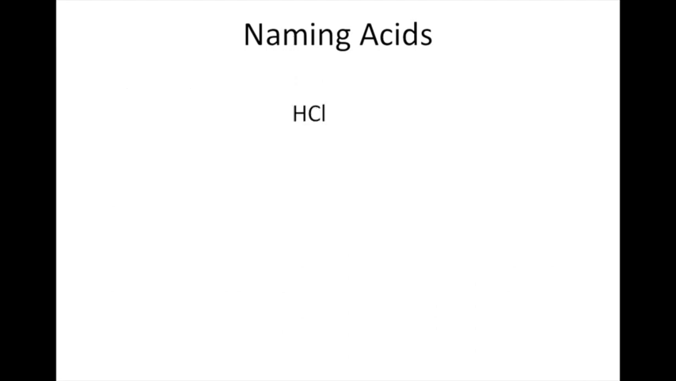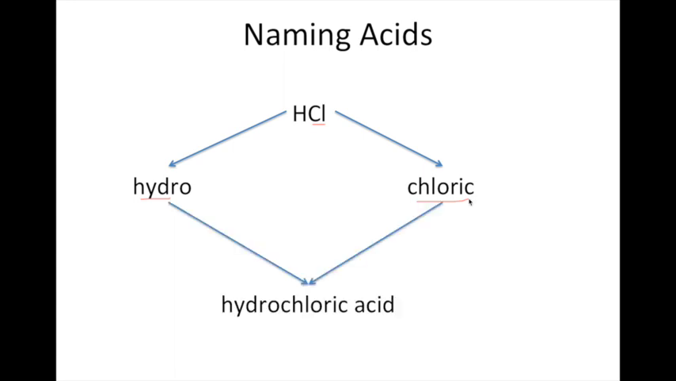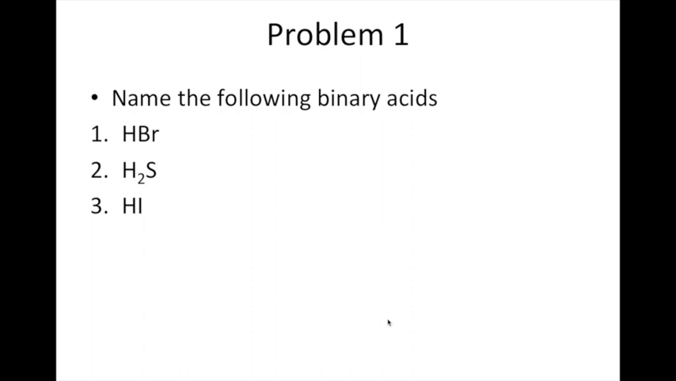So let's look at HCl to illustrate these three steps. In HCl, we have the hydrogen ion, which we would represent with the word hydro. And then we have the chloride ion. So instead of chloride, we would change the ending to -ic, so hydrochloric. We would put those together, hydrochloric, and then we would end with the word acid. So hydrochloric acid would be the correct name here. Follow those steps and see if you can name these three binary acids. Pause the video and see how you do.